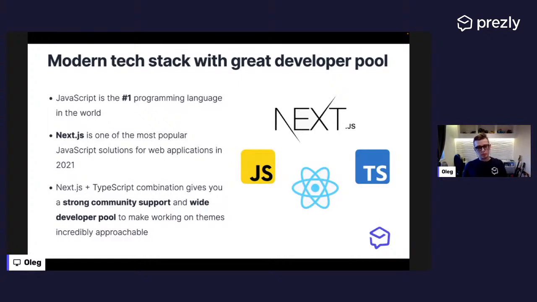It opens many more possibilities, both in the amount of available tools and overall development experience, but also in that the knowledge base and developer tooling is stronger than ever, because JavaScript has been the most popular programming language in the world for 9 years now, with almost 65% of programmers worldwide using JavaScript. And this combination of Next.js and TypeScript gives you really strong community support and a wide developer pool to make working on themes really approachable.